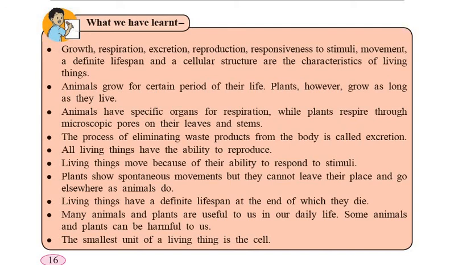All living things have the ability to reproduce. Living things move because of their ability to respond to stimuli. Plants show spontaneous movement, but they cannot leave their place and go elsewhere as animals do. Living things have a definite lifespan at the end of which they die. Many animals and plants are useful to us in our daily life. Some animals and plants can be harmful to us. The smallest unit of a living thing is the cell.